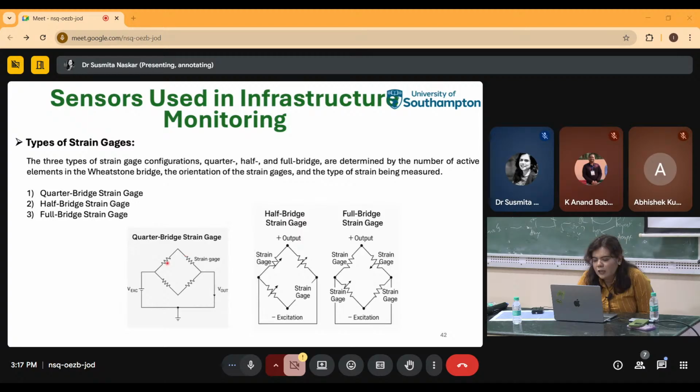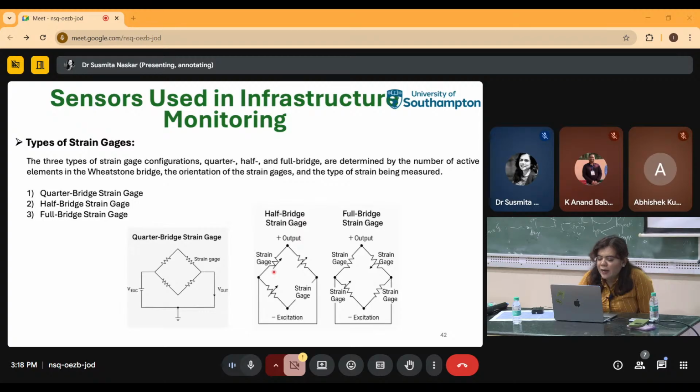The next one is the half bridge strain gauge, and they use 2 active strain gauges here. This increases the sensitivity compared to the quarter bridge, and it also compensates for the temperature effect, making it more accurate and practical for applications compared to the quarter one.